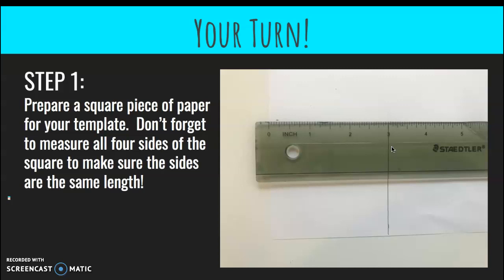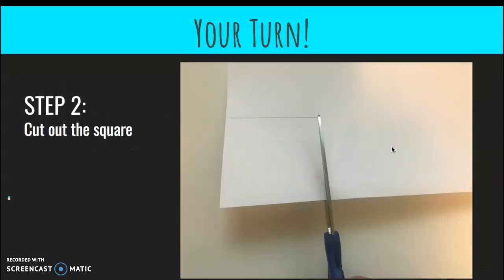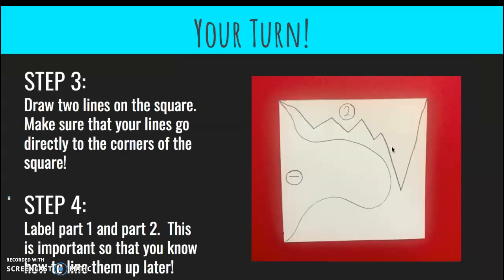One thing that I did not do that I think would be really helpful is if you have cardstock or a slightly thicker paper, it will make it a little bit easier when you're actually going through and tracing your design onto the tessellation. Okay, for step 2, you cut out the square. This one is pretty self-explanatory.